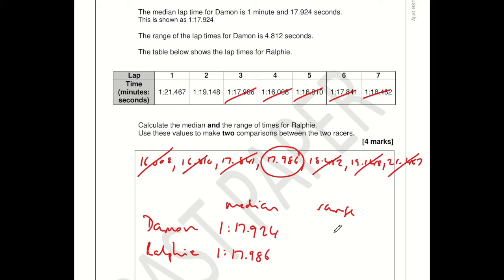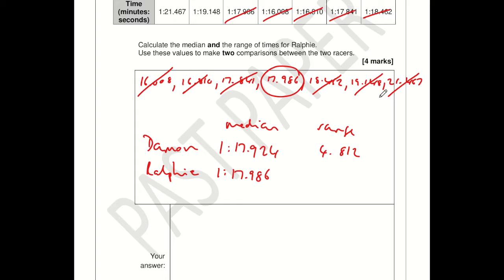So Damon was 4.812. The range is the highest minus the lowest. I'm just going to scribble this over here. Remembering that it's 121.467 and 116.008, we want to do a subtraction here to work out the range. Biggest, take away the smallest. 6 becomes 5, so that can become a 17. 17 take 8 is 9. 5 minus 0 is 5. 4 minus 0 is 4.